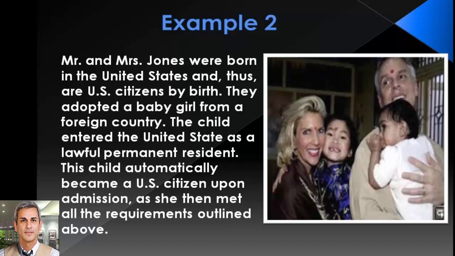Example 2. Mr. and Mrs. Jones were born in the United States and, thus, are U.S. citizens by birth. They adopted a baby girl from a foreign country. The child entered the United States as a lawful permanent resident. This child automatically became a U.S. citizen upon admission, as she then met all the requirements outlined above.